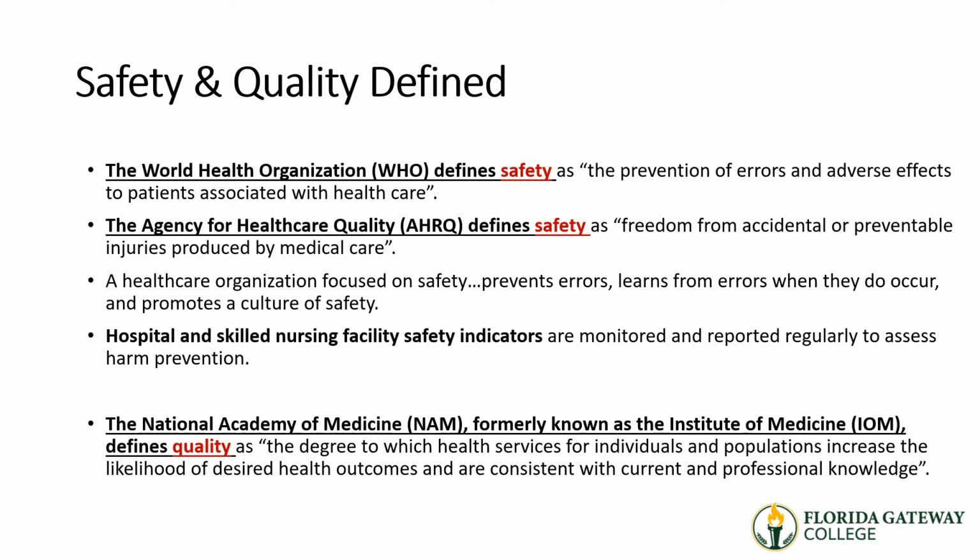Let's start our discussion by defining what quality and safety are. The World Health Organization defines safety as the prevention of errors and adverse effects to patients that are associated with healthcare services. The AHRQ, or Agency for Healthcare Research and Quality, defines safety as freedom from accidental or preventable injuries produced by medical or health care. Hospitals and skilled care nursing facilities have safety indicators that are monitored and reported regularly to assess harm prevention.